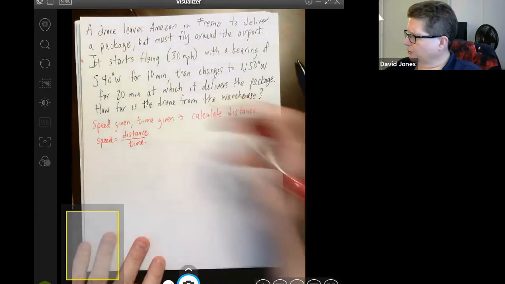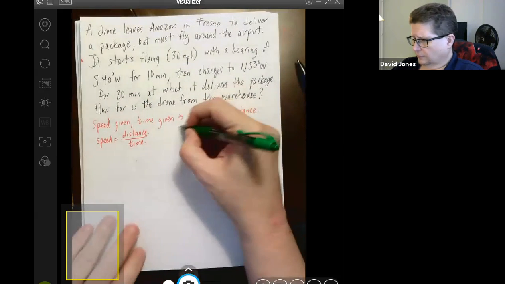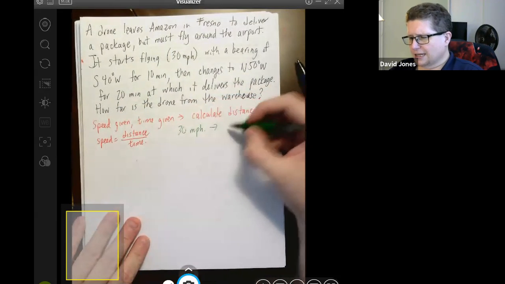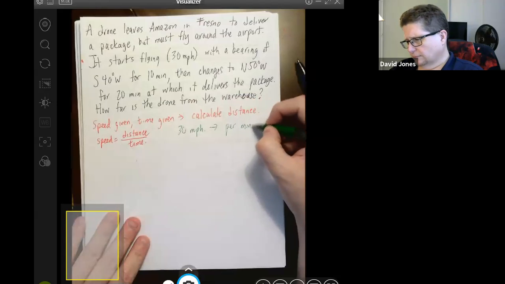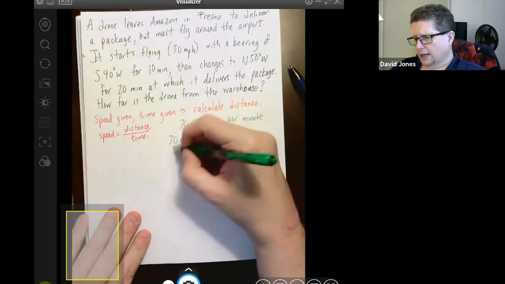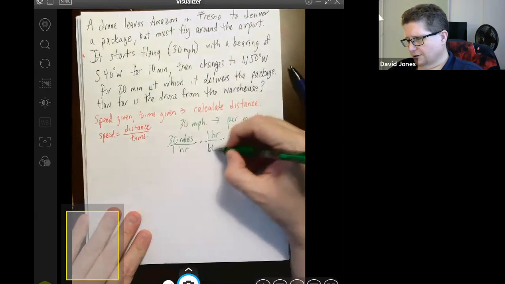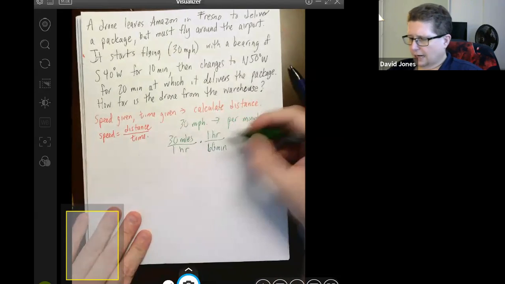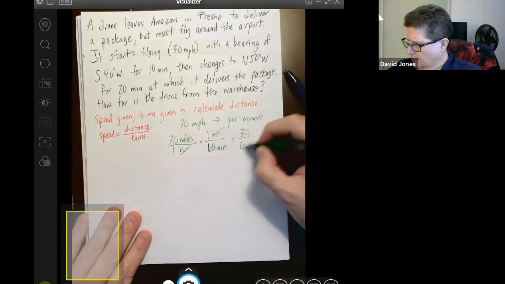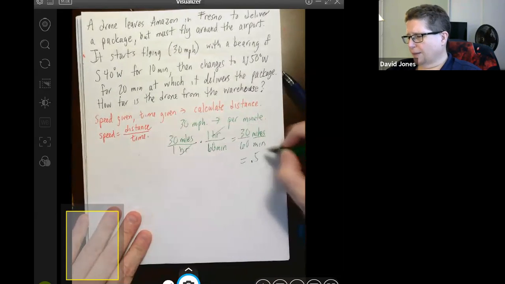So what do we have? It flies 30 miles an hour, which means it's doing, how much of that is it per minute? 30 miles in 1 hour. We want to get rid of hours and put in minutes, 60 minutes. Hours cancel. 30 over 60 miles per minute is 0.5 miles per minute.